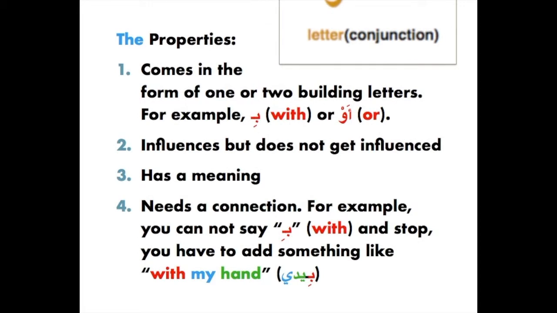So the first thing that you notice when you look at a meaning letter is that it comes in the form of one letter or two letters, as in the example of bi, which means with, or aw, which means or.